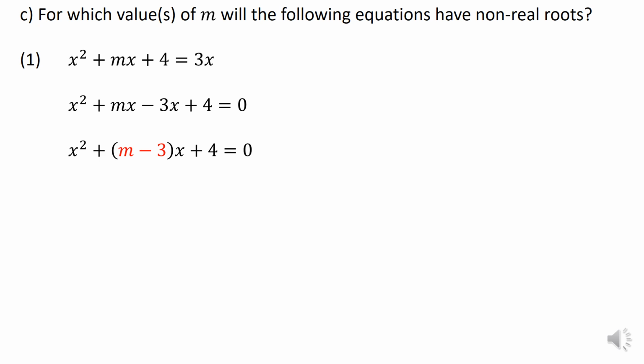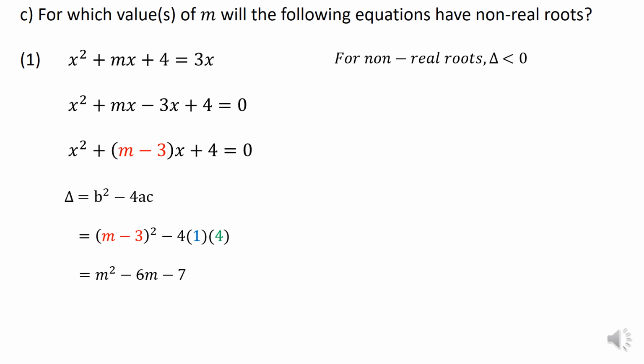So that will be our b value again. Delta is equal to b squared minus 4ac. Substitute in. M minus 3 is squared in brackets minus 4 times 1 times 4. Simplify. M squared minus 6m minus 7. So for non-real roots, we think delta needs to be less than 0. M squared minus 6m minus 7 is less than 0.